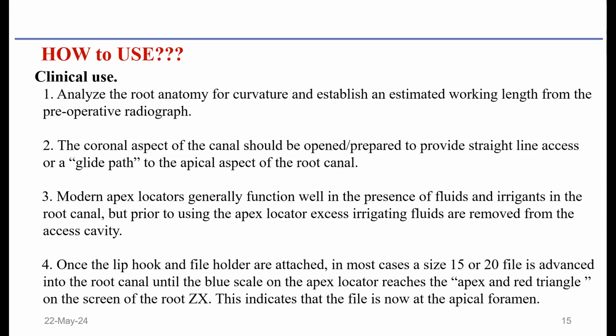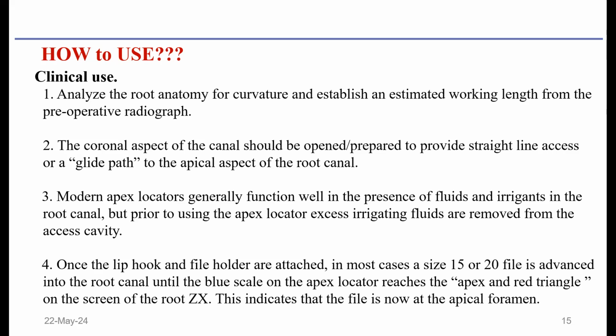And then the modern apex locator generally functions well, usually in the presence of fluids and irrigants in the root canal. With prior apex locators, if we had an excess of irrigating fluids like hypochlorite or saline inside the canal, you might get a wrong reading. But now the contemporary apex locators generally work well. But you should always make sure that the pulp is properly extirpated, and should also make sure that there is not any fluid inside the canal before checking the working length using an apex locator.